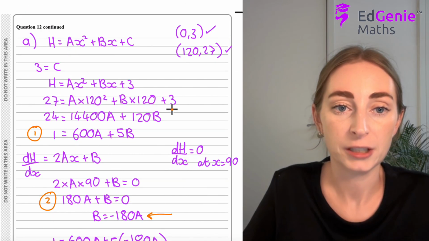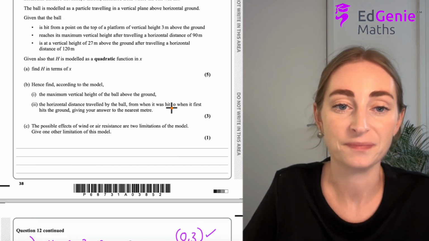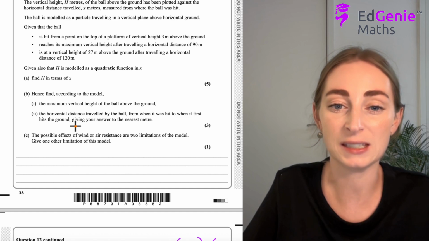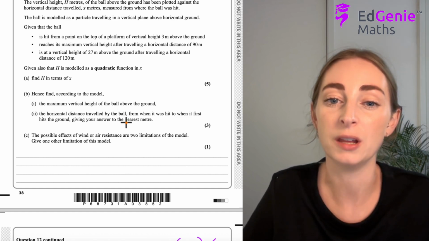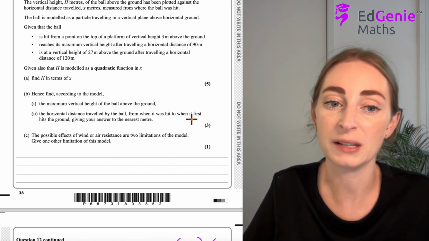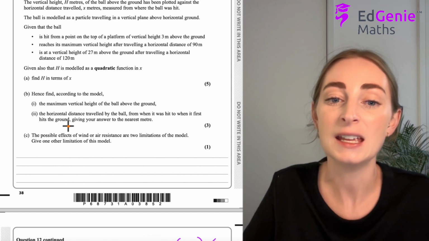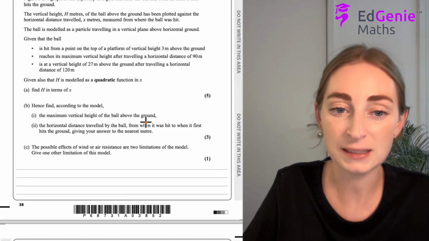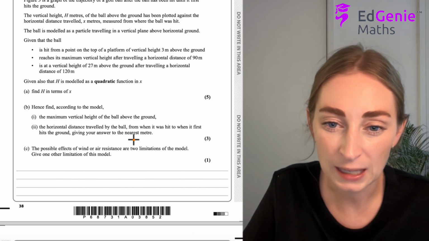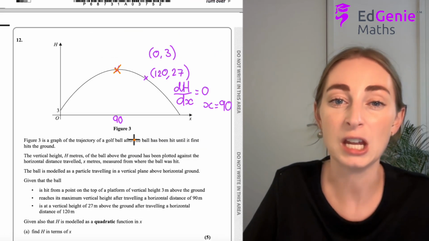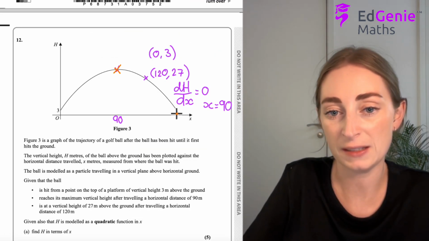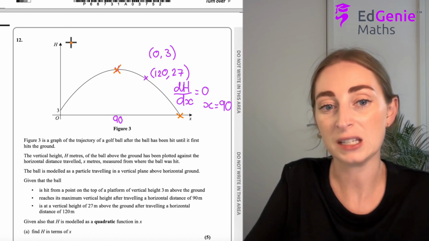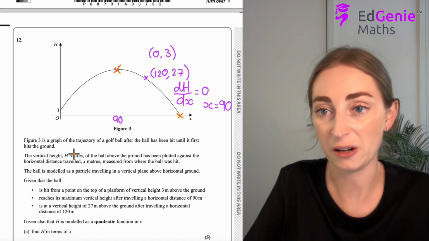Right, let's have a go at the next part of B. The horizontal distance travelled by the ball from when it was hit to when it first hits the ground, giving your answer to the nearest meter. So we just want to find this coordinate here. So that's going to be when h equals 0.